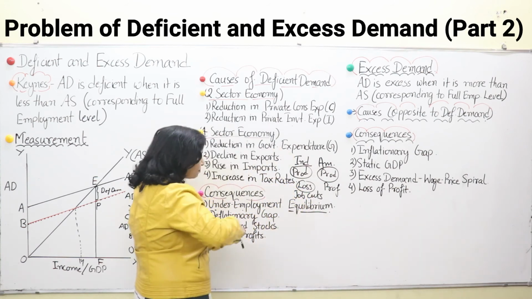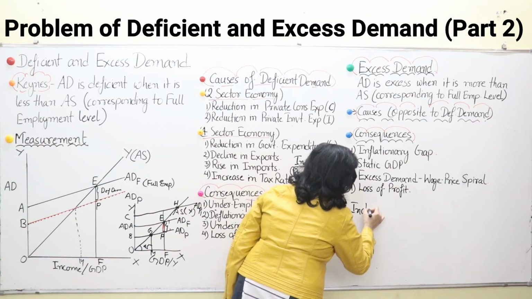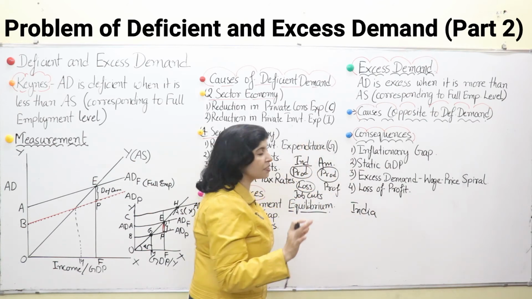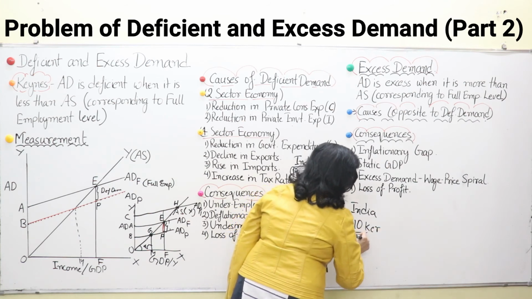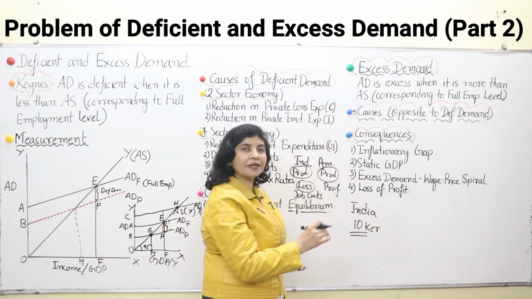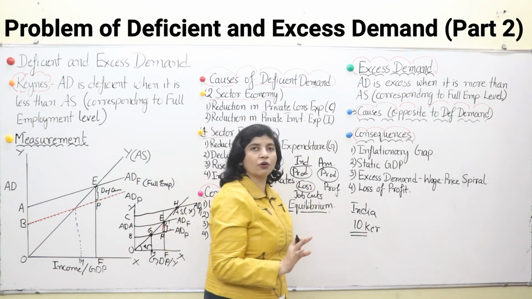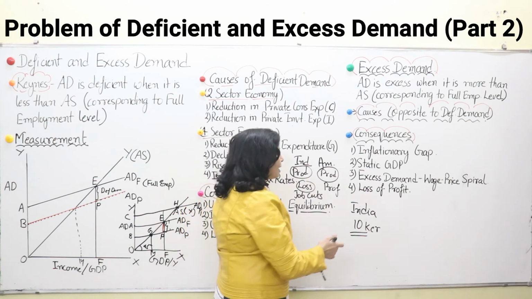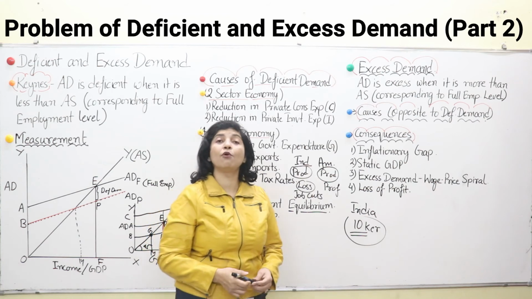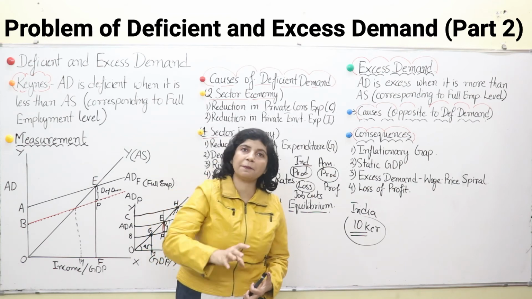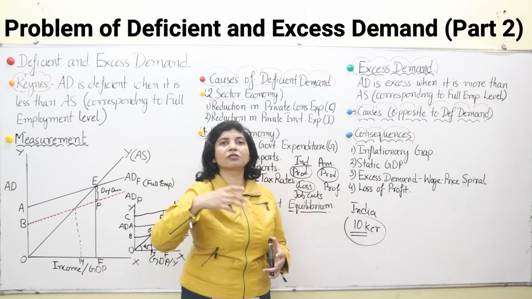See, for example, if India produces goods and services worth rupees 10,000 crore, it has already utilized all its capacity, all the land, labor, resources and raw material. It can't produce more. Then what will happen? When people are asking for more and more commodities, there is more competition amongst people, and they will compete amongst themselves to buy those commodities.